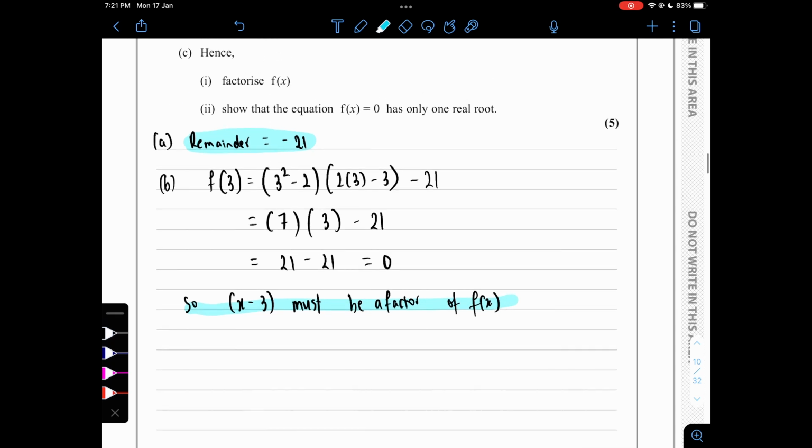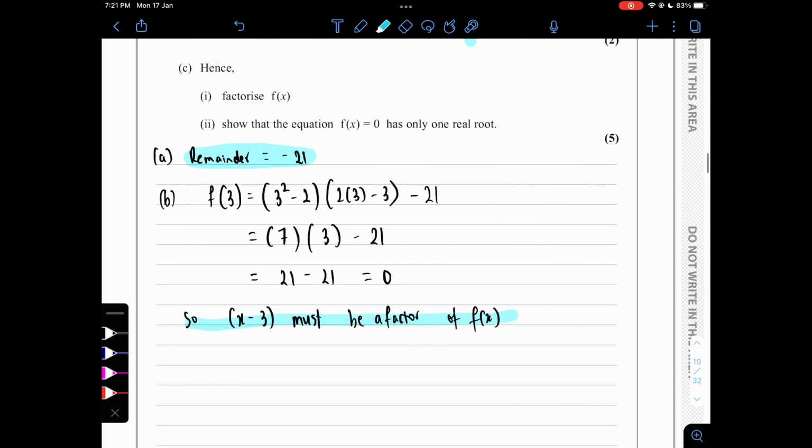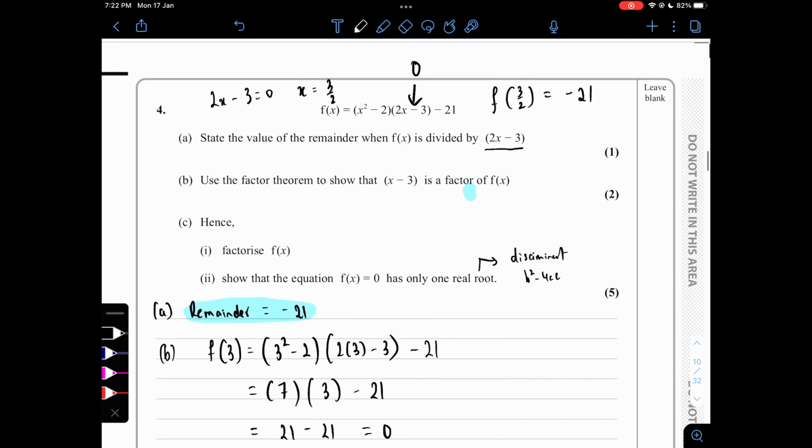What about part C? Hence, factorize f of x. When they say hence, that means we have to use the information given to us to factorize it. Then it says show that the equation f of x only has one real root. When we talk about roots, always think of the discriminant, which is b squared minus 4ac. Now let's factorize this. How do we factorize it? First, let's expand the brackets.